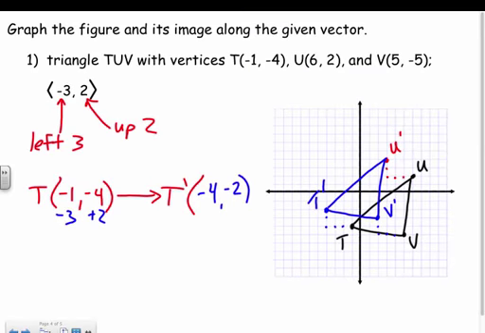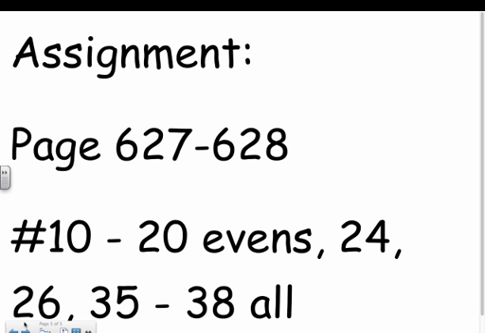Just make sure you label things correctly when you do your new image. Put the prime, so T prime, U prime, V prime, and there you go. So that translated 3 units left, or -3 units in the X direction and 2 units in the Y direction. And really that's all there is to this. It could be done with the actual vector, or it could be done with it in component form.